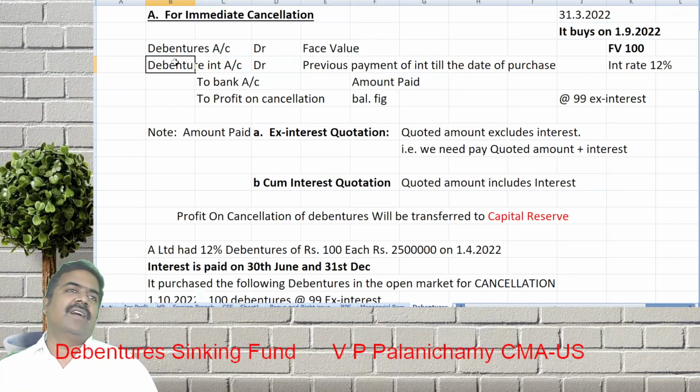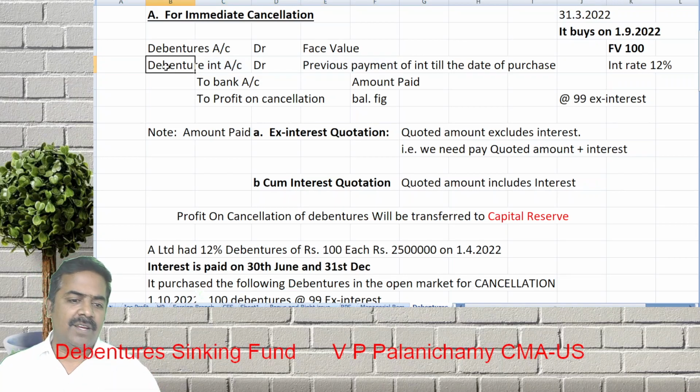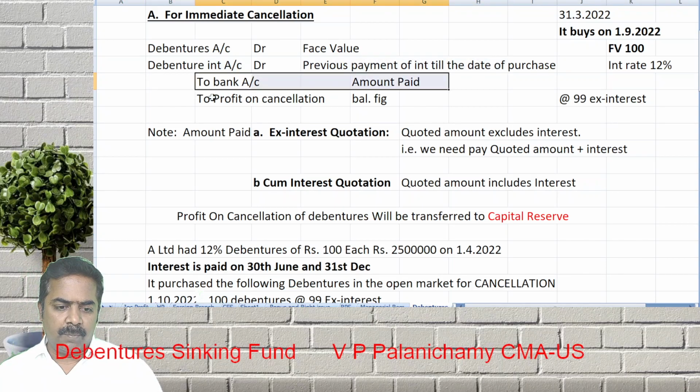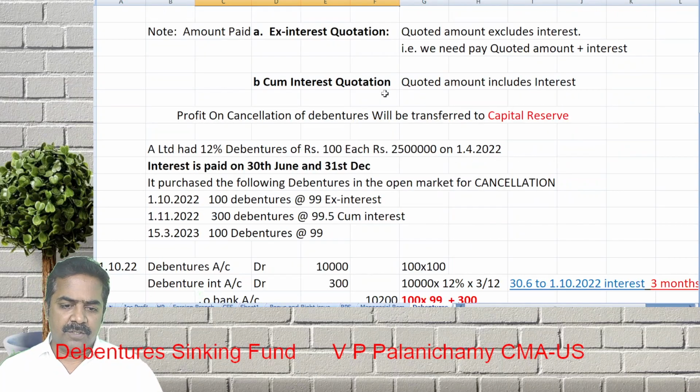Since you are not buying on the same date as the payment of interest, suppose there is a delay in purchase, if you are buying after some time, then you pay interest and buy. So debentures account debit, interest account debit. How to calculate interest? From the previous payment till the date of purchase. You pay the interest to the bank, and the profit on cancellation can be transferred to which account? Capital reserve.